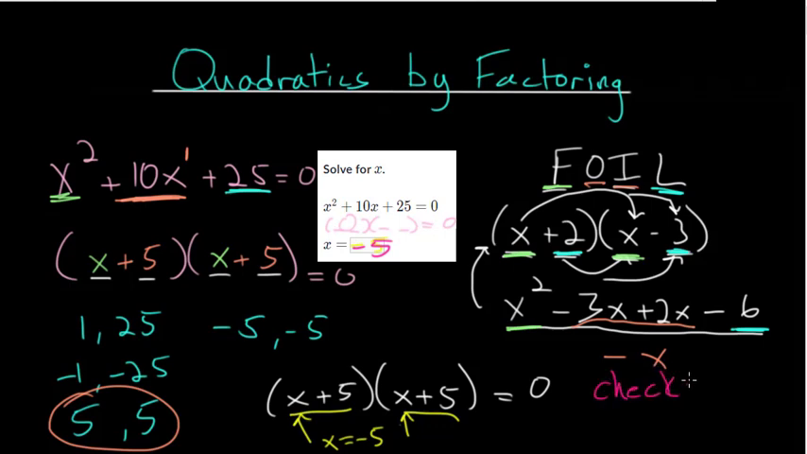So this is a step that you can always do. Plug -5 back into the original equation. So we have -5 squared plus 10 times -5, and then we'll add 25. So -5 times -5 would be a positive 25. And then this is -50, and then plus 25, and that would actually give us 0. So we can feel confident that this is the right answer.